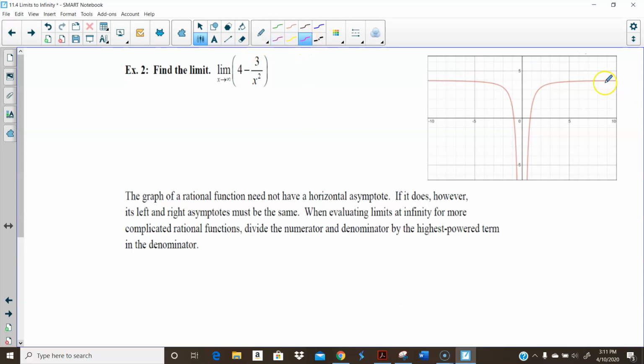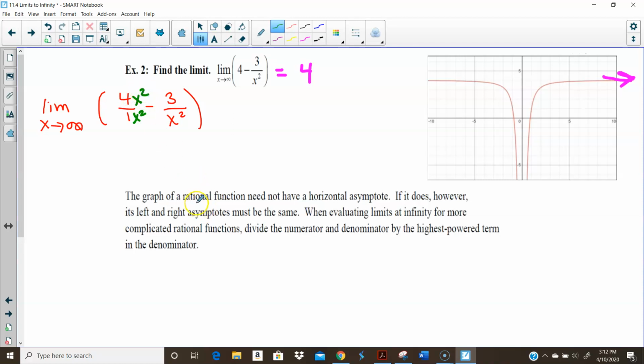Looking at example 2, find the limit as x approaches infinity. So we will be looking at out here, what is f of x approaching? And it looks like it's approaching 4 just by looking at the graph. So if you wanted to use the horizontal asymptote, you would need to combine this into one fraction. So to do that, you would have the limit as x approaches infinity, and then if you have 4 over 1 subtract 3 over x squared, the common denominator is x squared. So you'll multiply the top and bottom of that by x squared.